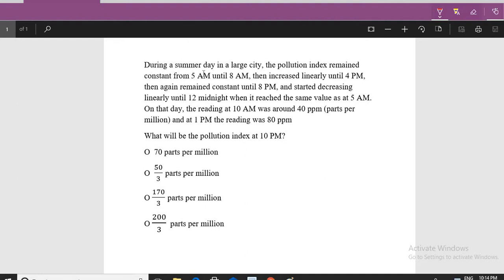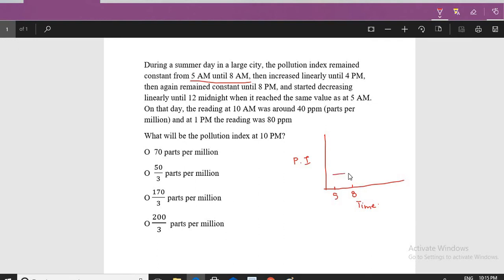The question says that during a summer day in a large city, the pollution index remained constant from 5 am until 8 am. Let's mark this statement because this is important. Here I will consider the pollution index PI on the y-axis, and the bottom one I'll consider as time. It is saying that from 5 to 8 am, the PI remains constant.